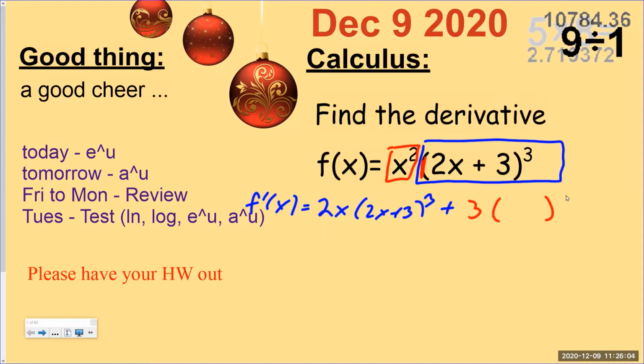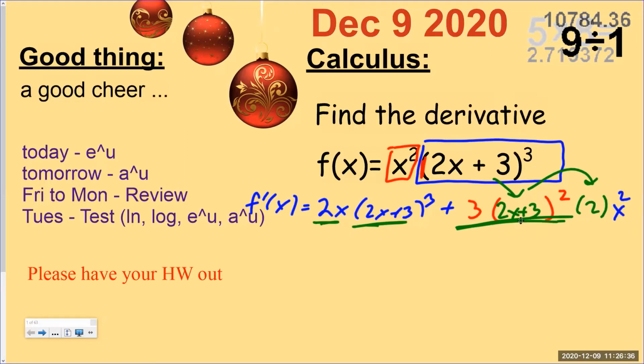Carry down the inside, take the power down by 1. Guys, leave the inside alone. What does that mean, leave the inside alone? It means leave it alone. And then multiply by the derivative of the inside. What's the derivative of 2x plus 3? 2. So let's see if we did this right. The derivative of the first times the second plus the derivative of the second, oops, what did I forget? Times the first, very good. So this would be a good answer.